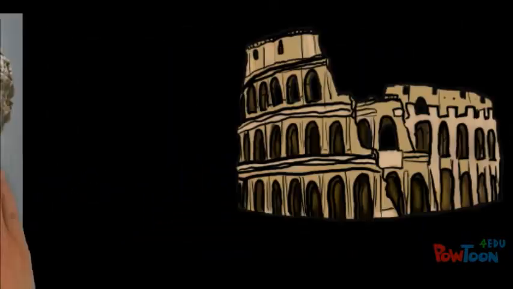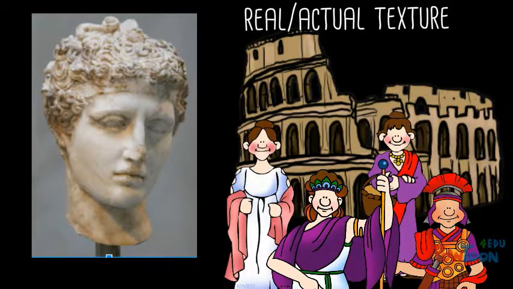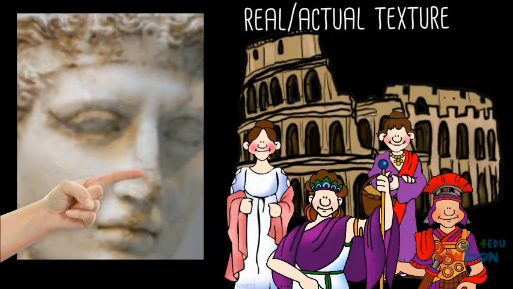The real or actual texture in this marble Roman sculpture would be mostly smooth around the face and neck and bumpy on the hair. The actual texture on the tip of the nose would be rough because the marble has broken off in that spot.